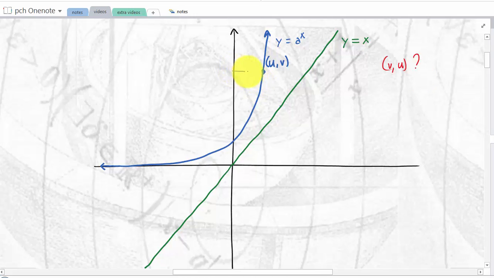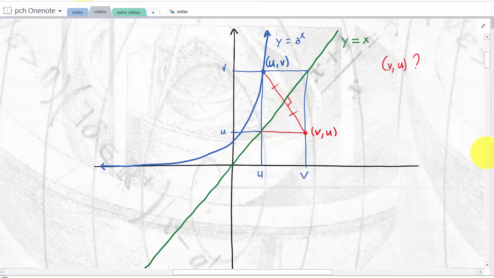Check it out. This is the point (u, v), therefore this is u and this is v. Now if you use the line y equals x, you can report that u right here on the y-axis, and you can report the v right here on the x-axis. This is v. Therefore, (v, u) is right here. The two points are symmetrical with respect to the line y equals x, so it should be a right angle here, and the distances are the same.